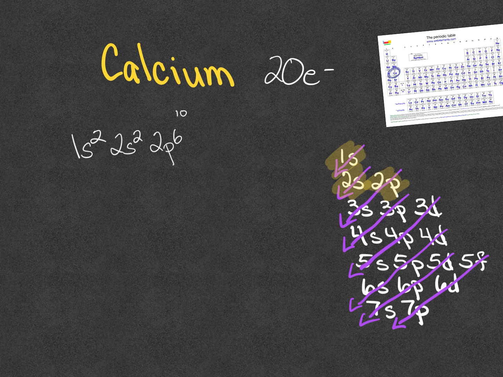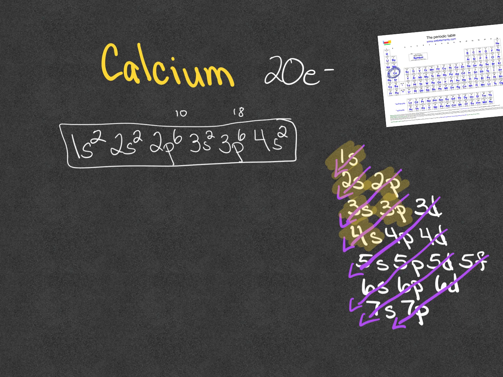Okay, so after 2p comes 3s. So 3s2, because that's just 12. After 3s comes 3p. So 3p, 6. So that's 18. We're now at 18 electrons. So the next one I go to is 4s. And I've got 2 left to put in there. So 4s2. So this is the electron configuration for calcium.